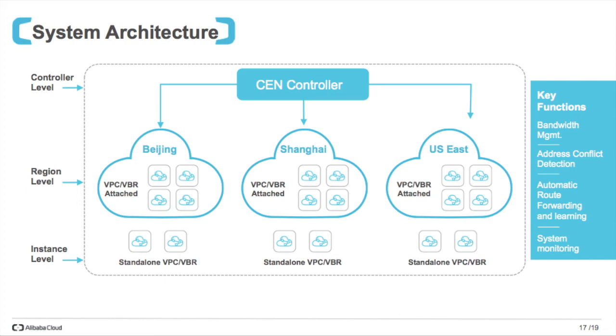And the CEN controller has key functions like bandwidth management, address conflict detection, automatic route learning and forwarding, and meanwhile system monitoring.